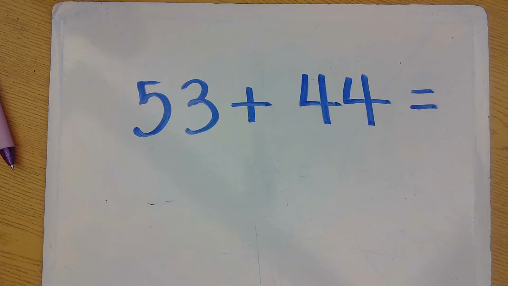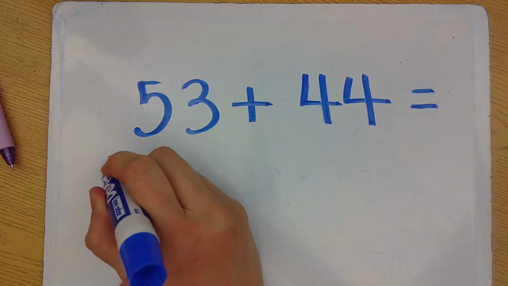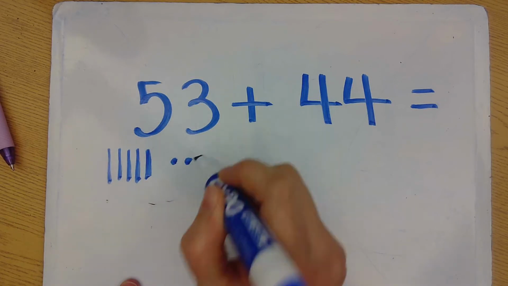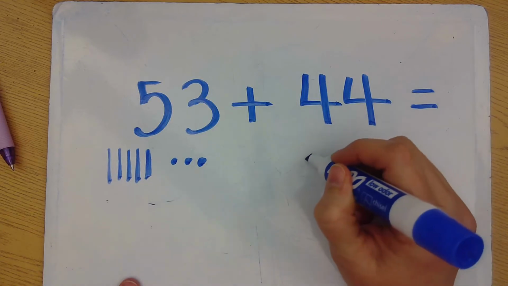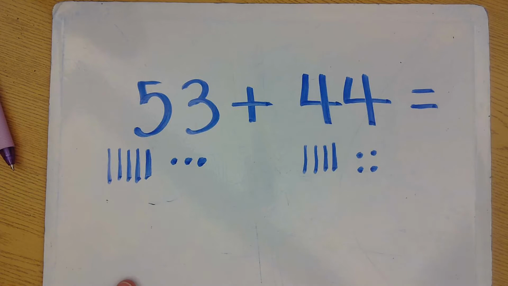Now, as a reminder from yesterday, what we did was we used base 10 blocks to help us solve this addition problem using partial sums. So we looked at the tens and we looked at the ones and then we added those together. If I were to do 53 plus 44, it would look like this. I would have 5 longs and 3 cubes for 53. I would have 4 longs and 4 cubes for 44.